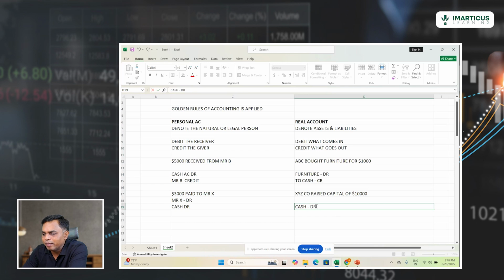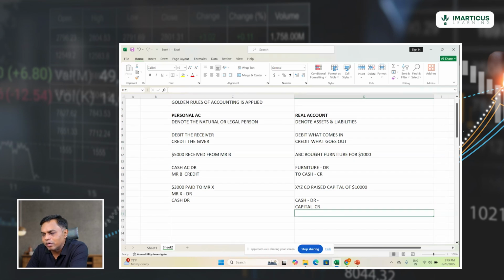So you need to debit the cash for $10,000 and you need to credit the capital, because capital is the amount which needs to be given back to them. So this is the entry for raising capital. Cash comes in, debit, and credit capital. So this is the second rule, which says that it's a real account rule.